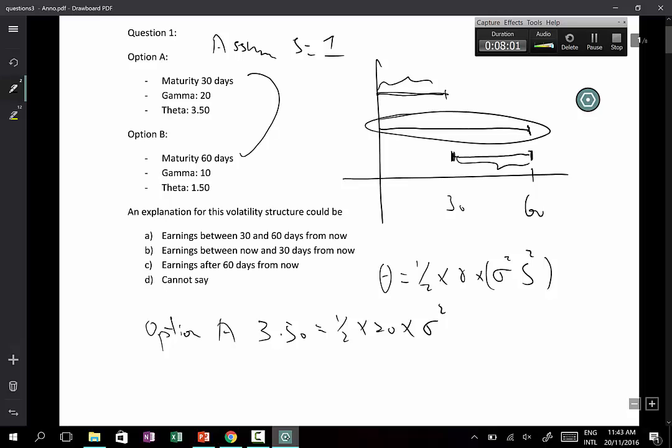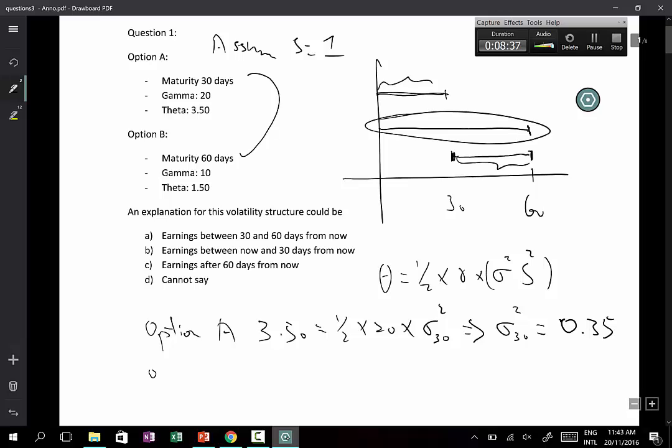Now this is sigma for the 30-day option, okay? And you'd find that this implies that the sigma squared for the 30-day is 0.35, okay? So that would be the variance.